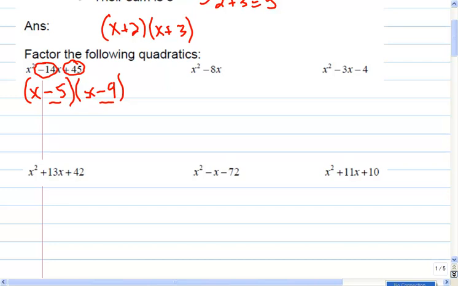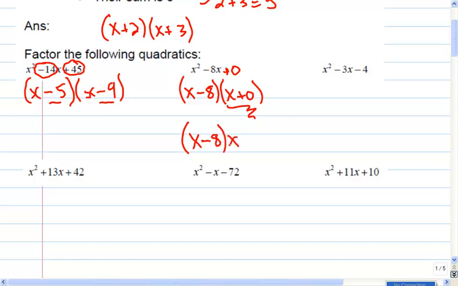Okay. This one here, you can pretend like there's a plus 0. So somewhere in there you need a 0. That means I want them to multiply to 0 and add up to negative 8. So that's a pretty easy set of choices. It's going to be x minus 8 and x plus 0. And normally we never write something like that. We would just write it as x minus 8 and x.